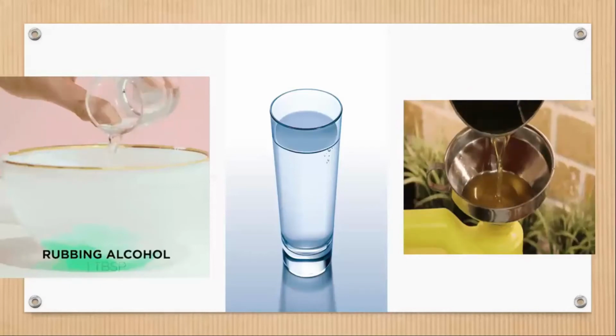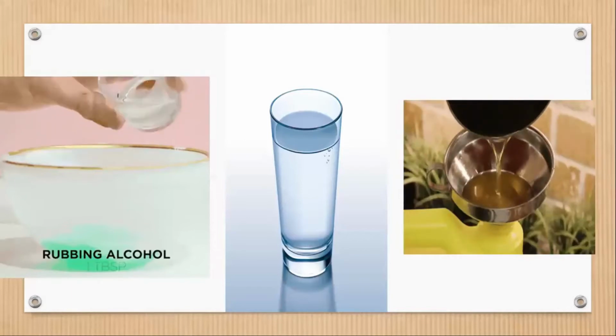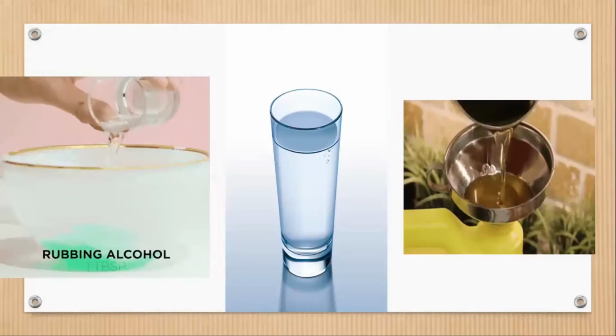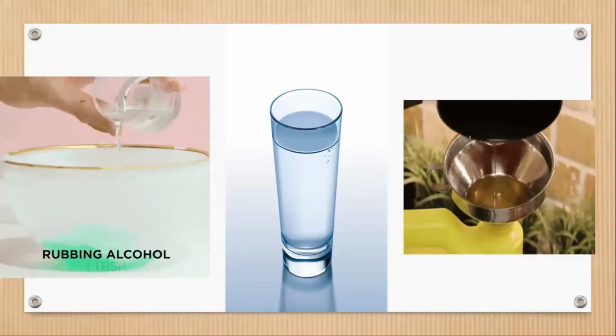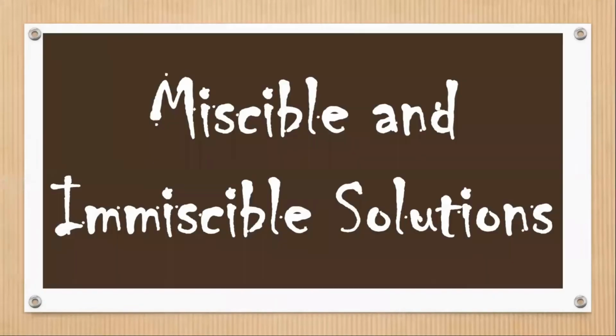So with rubbing alcohol, we're going to produce a homogeneous substance, and a heterogeneous substance when it comes to oil added to the water. So from the liquids presented, those can be considered miscible and immiscible solutions. Which one is considered to be miscible? Is it the alcohol or the oil added to the water? Which one is the immiscible solution among the two liquids?